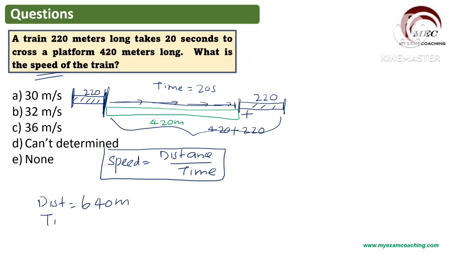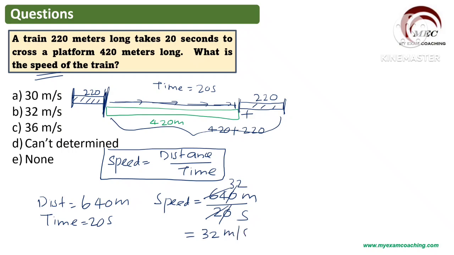And time taken is equal to 20 seconds. So what is speed? Speed is equal to distance 640 meter divided by time 20 seconds. So 0 and 0 we can cut. 2 in 64, 32 times. So we got the answer is equal to 32 meter per second. This is the total calculation I told you, 32 meter per second. Accordingly, from the given options, option B, we can mark 32 meter per second as the correct option.